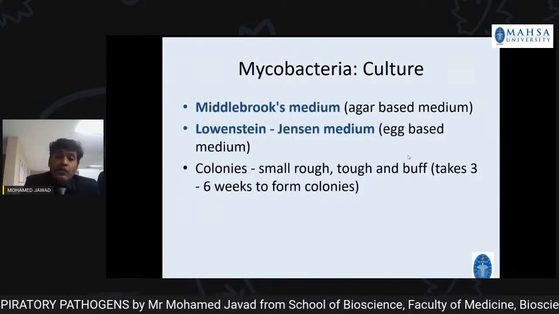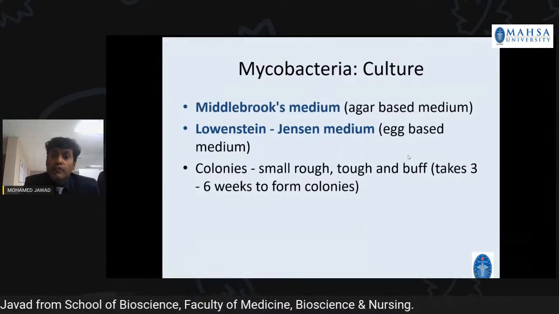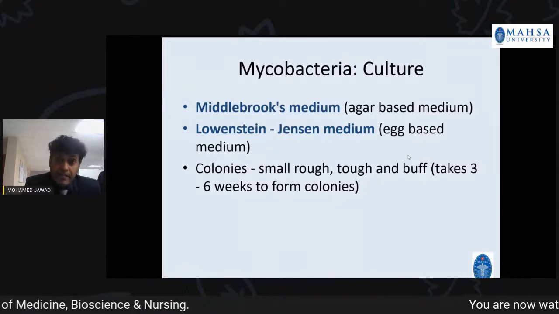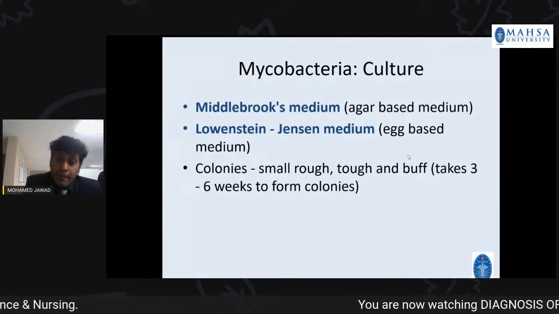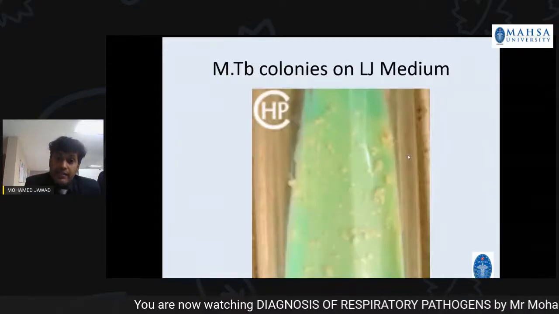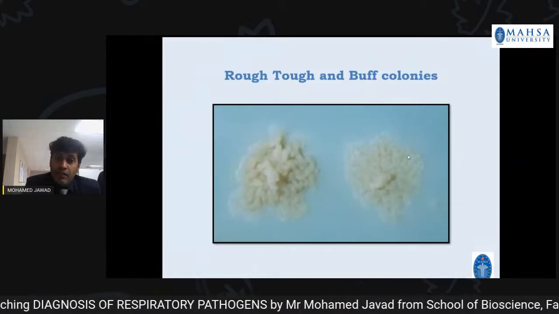For the culture, we use the LJ medium, Middlebrook medium, and so on. These are small, rough, tough colonies. It will take time. That is another problem. Rapid identification methods are useful for detection. These are the colonies on LJ medium, the rough, tough and buff colonies.